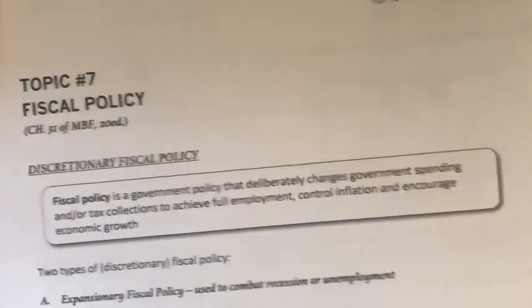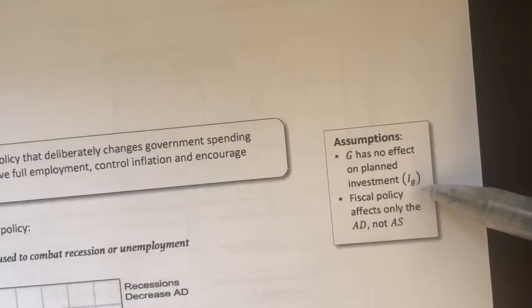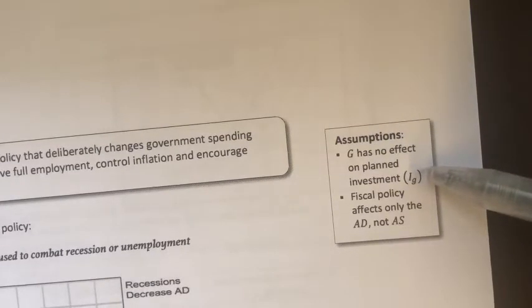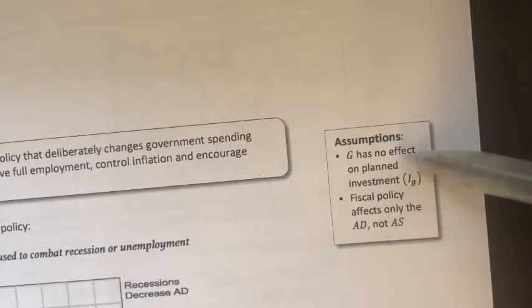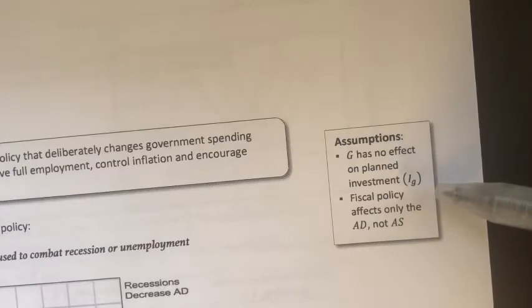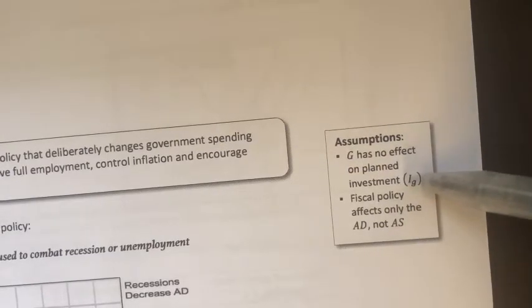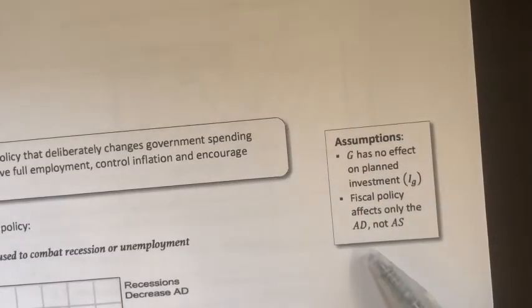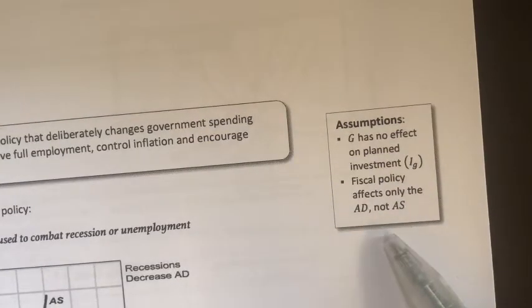Here I've included the assumptions. When we want to learn fiscal policy, particularly discretionary fiscal policy, we make several assumptions. Number one, the government spending has no effect on planned investment. In other words, public spending is independent of private spending. As I mentioned to you just now, fiscal policy is one of the demand side policies. Therefore, fiscal policy will only affect aggregate demand, not aggregate supply.